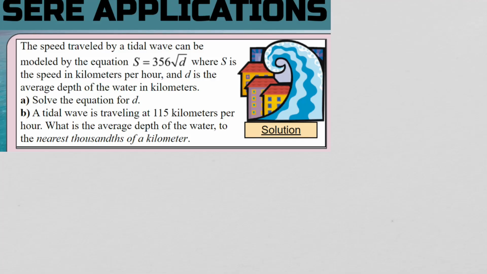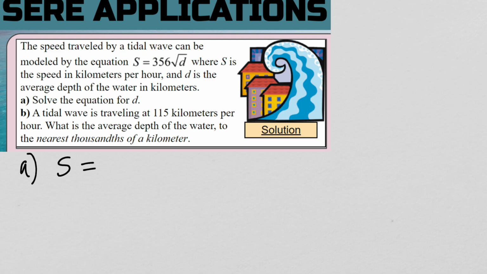Okay, so here we have a tidal wave modeled by this equation that's got a radical in it. They gave us the equation that is S equals 356 times the square root of d. S is the speed, d is the depth of the water. So part A is asking us to solve this equation for d.